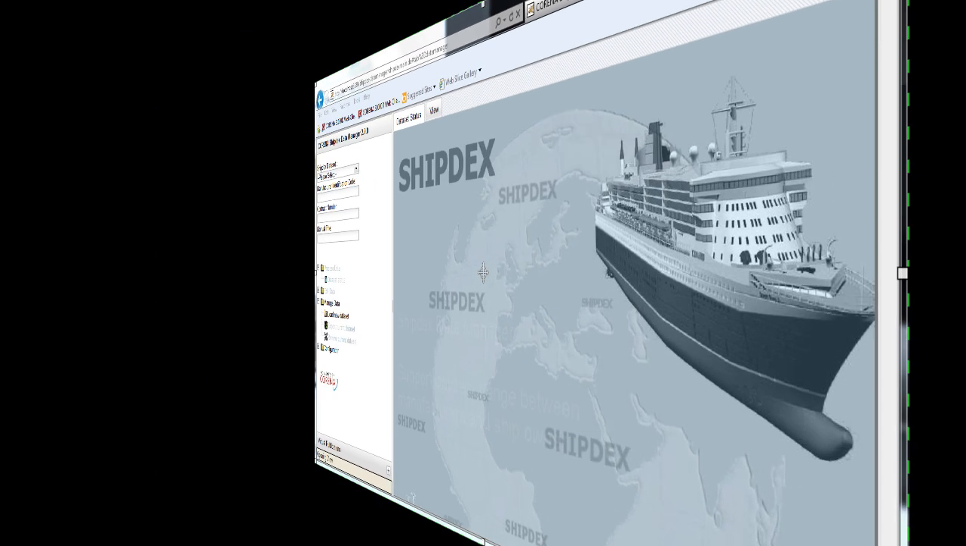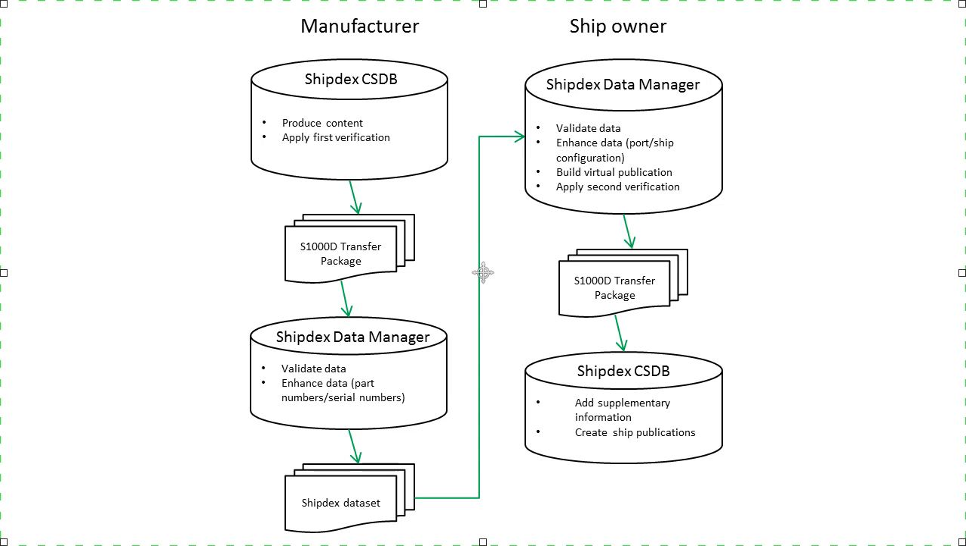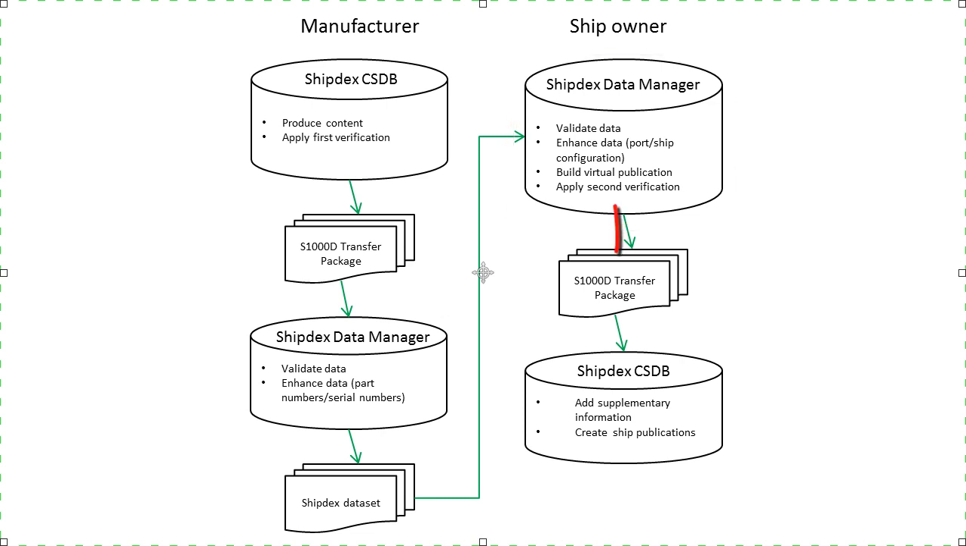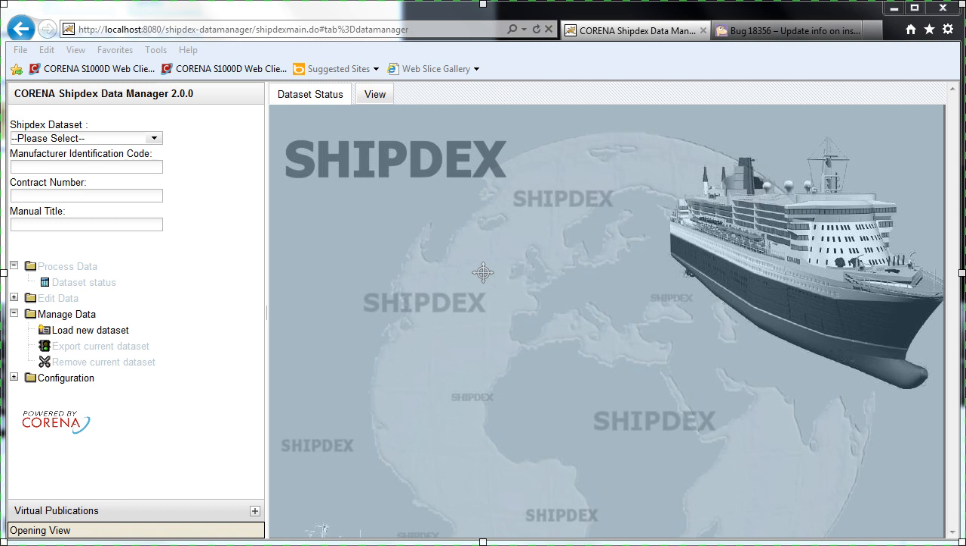Take a look at this high-level presentation of the Shipdex workflow. It shows how documentation from a manufacturer's S1000D system is transformed into a Shipdex dataset. It shows that the data is validated and enhanced before it is sent to the ship owner. The ship owner will load the data and fill in his portion of the DML. When the documentation is verified by the ship owner, the data can be exported again, both as S1000D and Shipdex data.